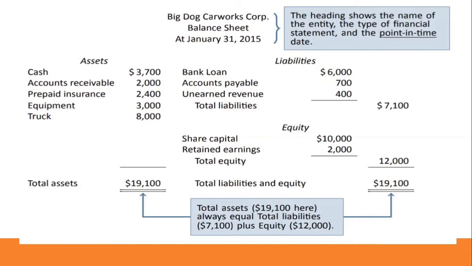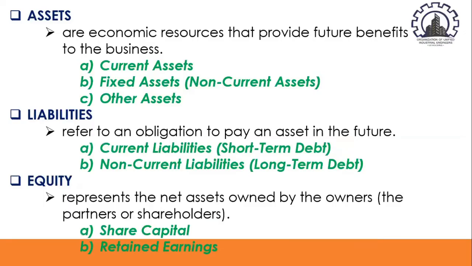And notice that net assets and total equity are of the same value, right? Both are $12,000. So what does equity consist of then? Well, it consists of, like I said earlier, share capital and retained earnings. Share capital represents how much the shareholders have invested in the business. On the other hand, retained earnings is the sum of all net incomes earned by a corporation over its life, less any dividends distributed to shareholders.